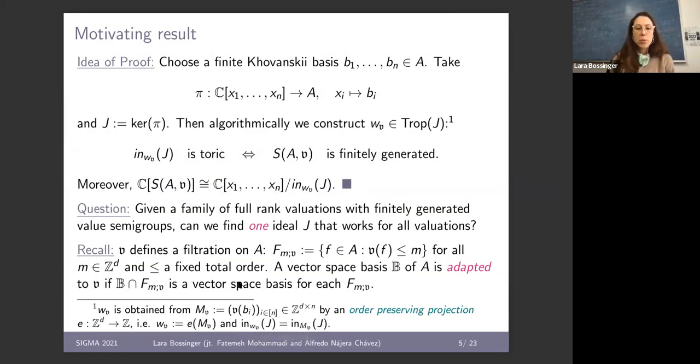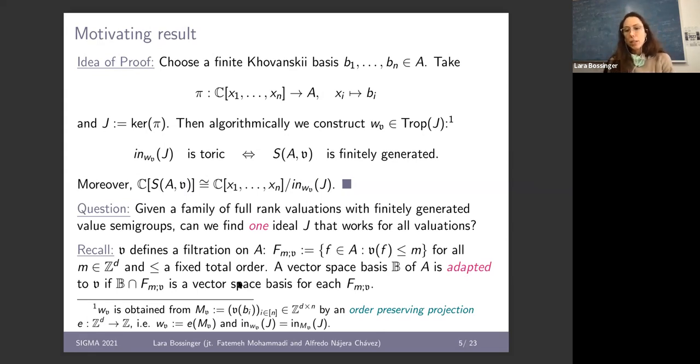Okay, so before moving on to the Grassmannian, one last definition I want to recall is the one of adapted bases. Any valuation defines a filtration on my algebra where the filtered pieces, the subvector spaces, are just given by all the elements of the algebra whose valuation is bounded by a certain value.